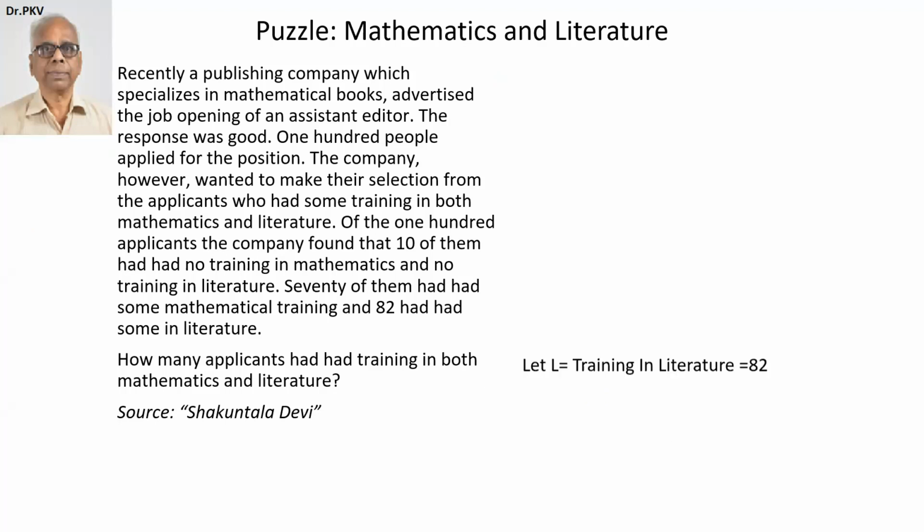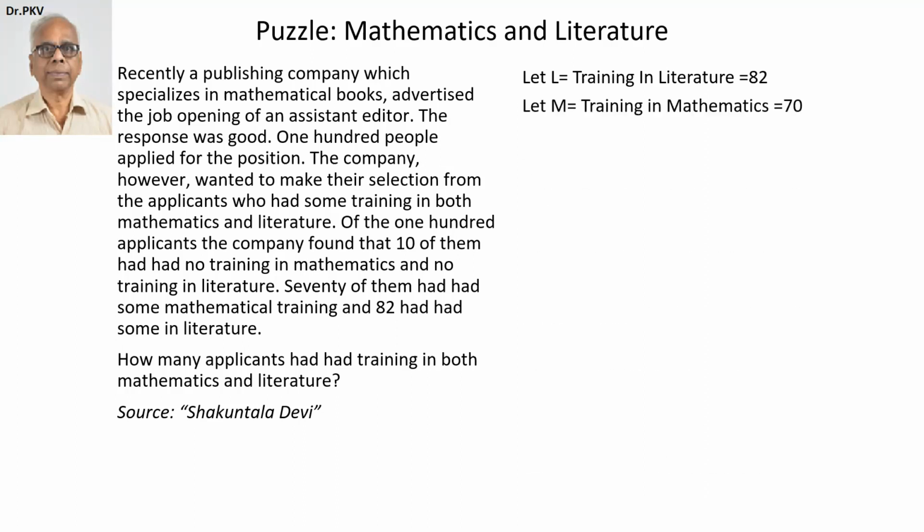The first task: I label L equal to training in literature, which is 82, which means L bar, the absence of L, will be 18 because the total candidates is 100. Let M equal training in mathematics, which is 70. The data says that 82 of them had training in literature and 70 in mathematics. It's also given L bar M bar, no training in literature and no training in mathematics, is 10.